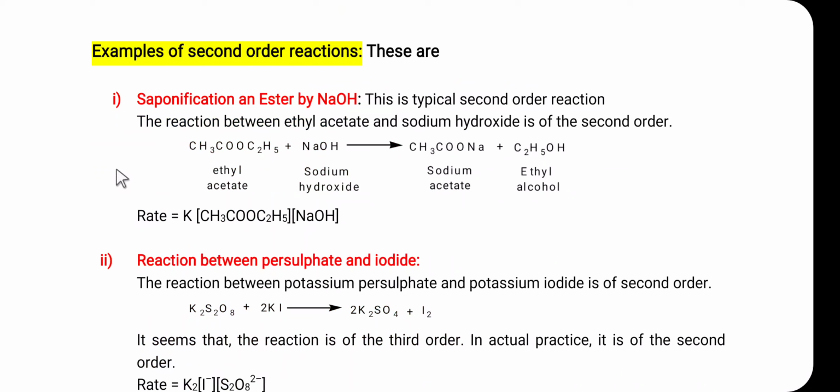Then examples of the second order reaction. So examples related to chemistry. The first example is the saponification of an ester by NaOH. This is a typical example of the second order reaction, that is the reaction between ethyl acetate and sodium hydroxide. There is a formation of sodium acetate and ethyl alcohol. So here this is the second order reaction, because the rate of this reaction depends on the concentration of ethyl acetate as well as the concentration of the sodium hydroxide. So here the order of this reaction is equal to 2. So this is the best example of the second order reaction.